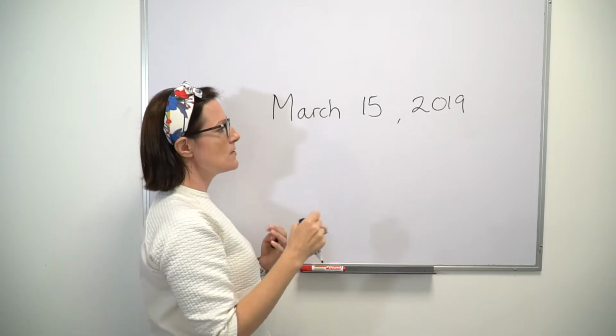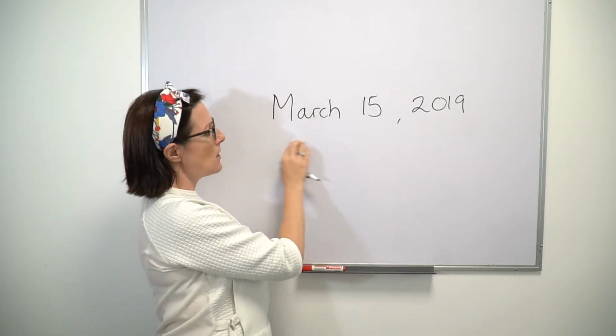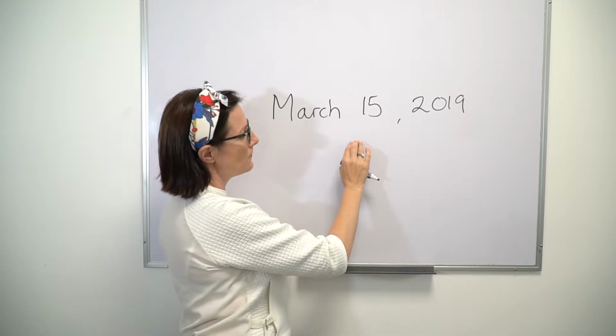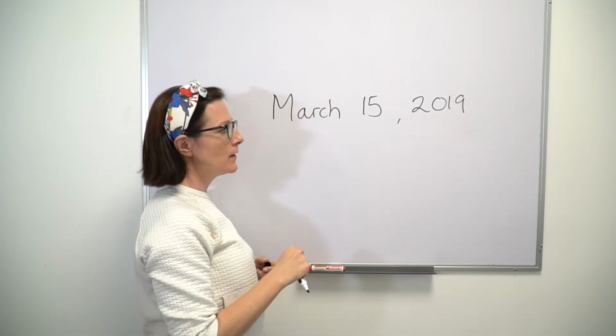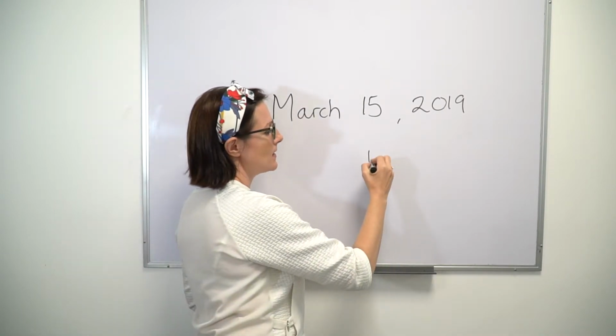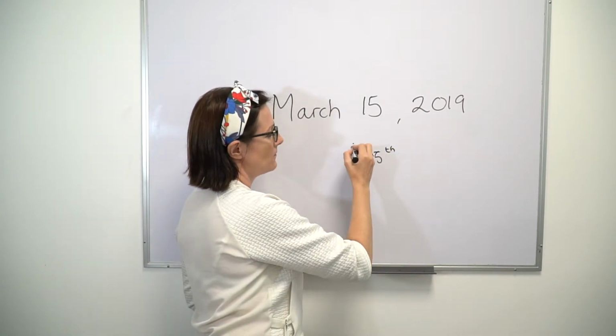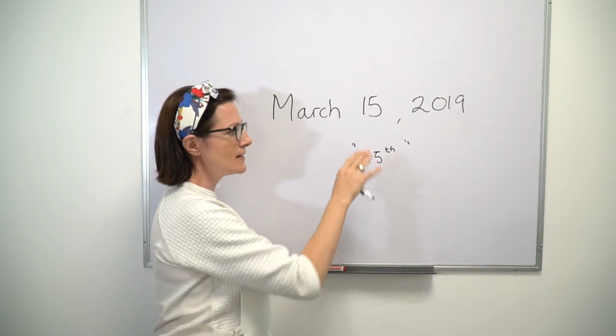They would say, my birthday is on March 15th, 2019, for example. So when they're speaking, they would say 15th, but when they're writing, they wouldn't.